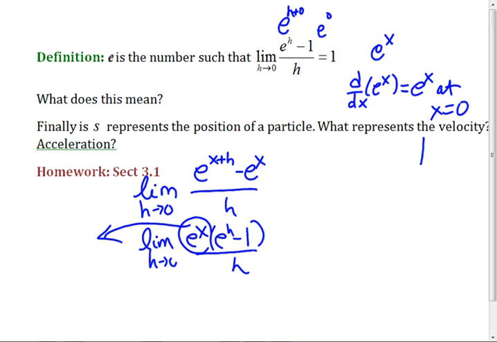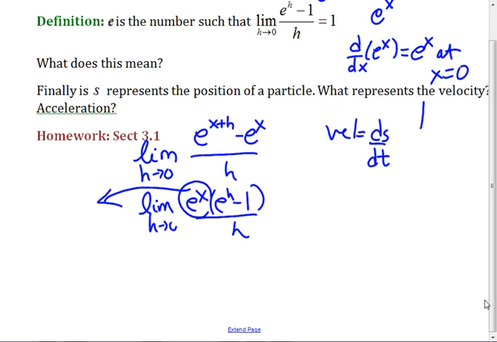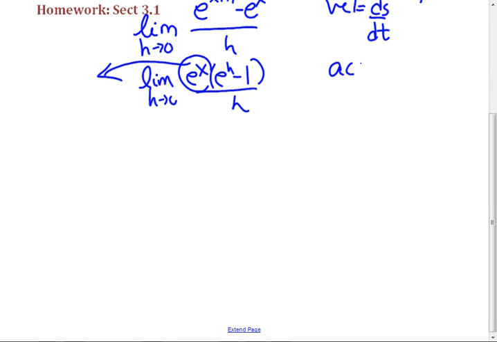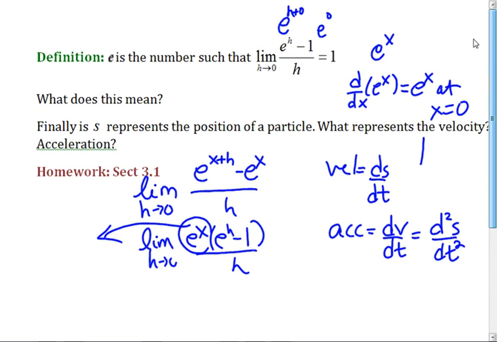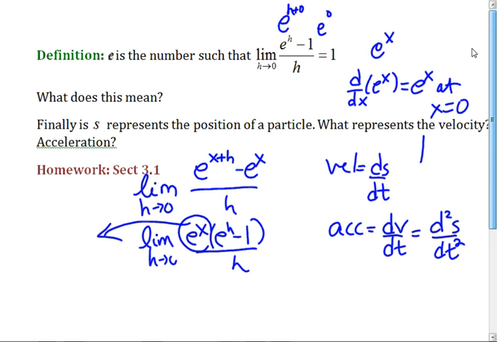Okay, if s is the position of a particle, because this is in section 2, what's the velocity? Remember? ds dt. What's the acceleration, Grant? The acceleration is a of t. It's dv dt, or the second derivative of the position. That's what it is. Vector. Okay, well, that's 3-1. Guess what 3-2 is? Product and quotient rules. Can you guys look that up, or do you want me to quickly do it? Oh, I already know it.